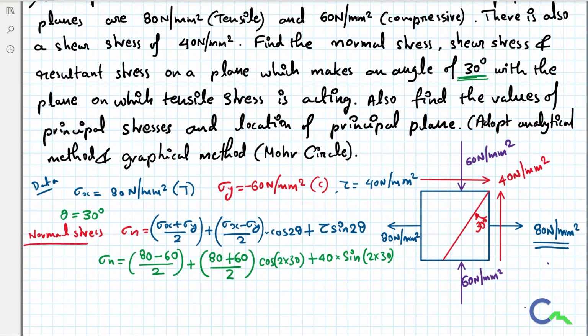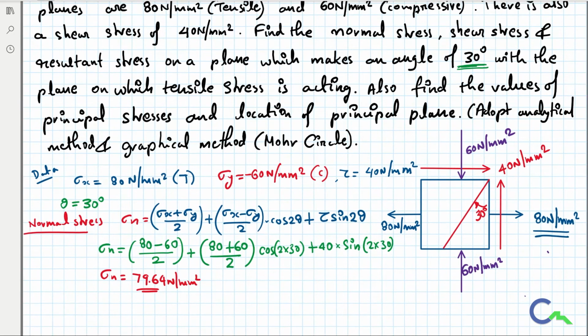So if you do the calculation I am going to get sigma n is equal to 79.64 Newton per millimeter square. So that is the first value we supposed to get.